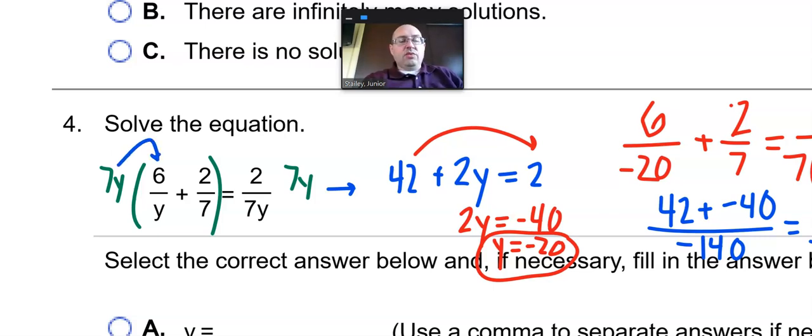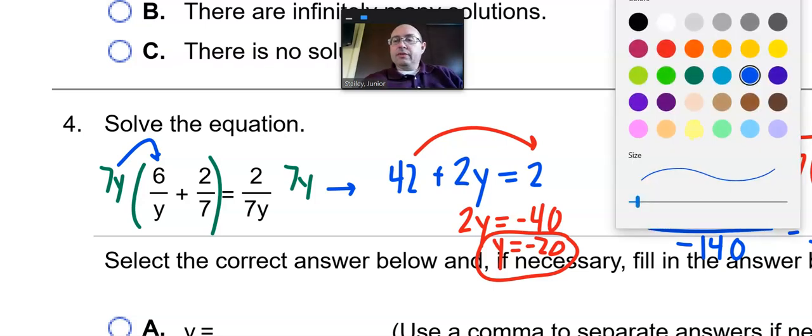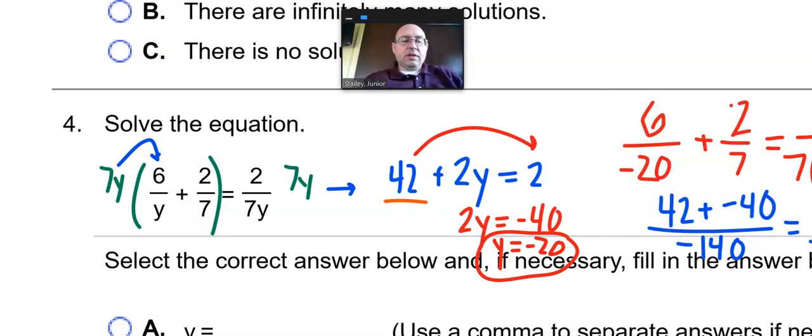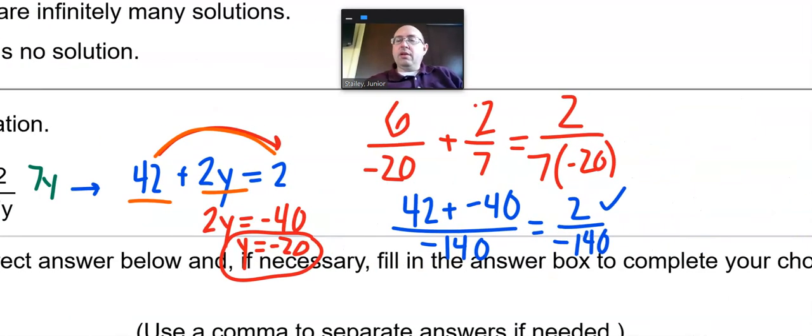So the y's cancel when you multiply that, and that leaves you 7 times 6, which is 42. And then 7y times 2 over 7. The 7's cancel, leaving you 2y. And 7y times 2 over 7y gives me 2. And then you can bring that 42 over to the other side, giving you negative 40, divide by 2, and getting negative 20. Okay, then I plugged it back in just for fun, and it ended up working out.